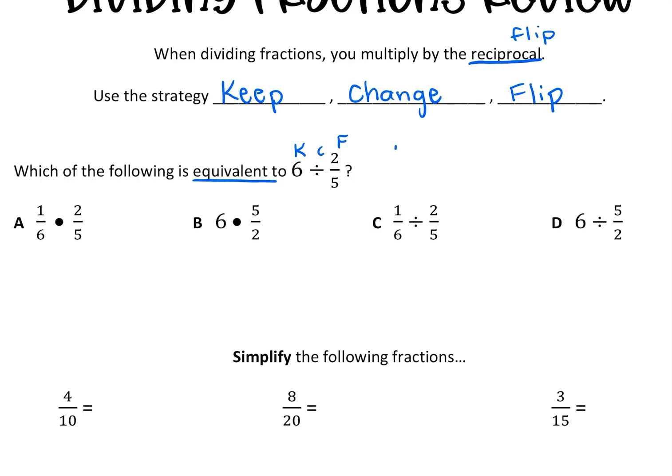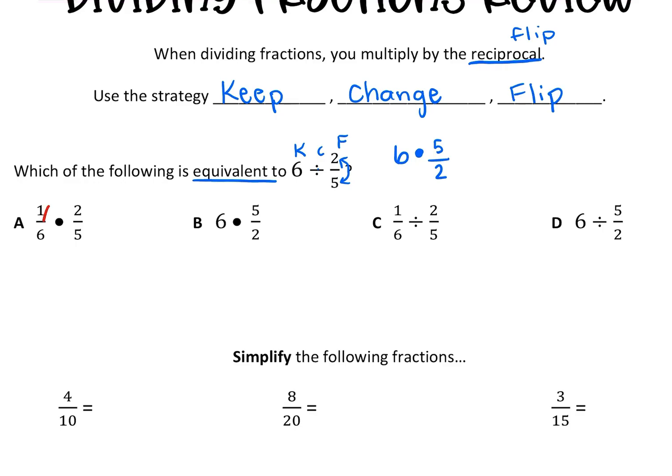So I'm going to keep the 6. We are going to change division to multiplication. And then when I flip, I'm not going to have 2 over 5 anymore. I'm going to have 5 over 2. And remember, whole numbers go over 1. So if we needed to actually solve, we could put that 6 over a 1. But we just need to find our match.